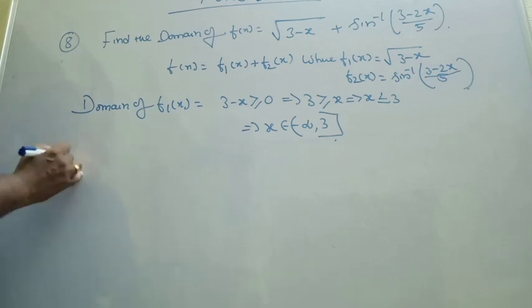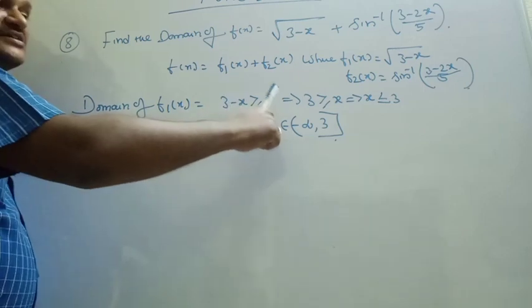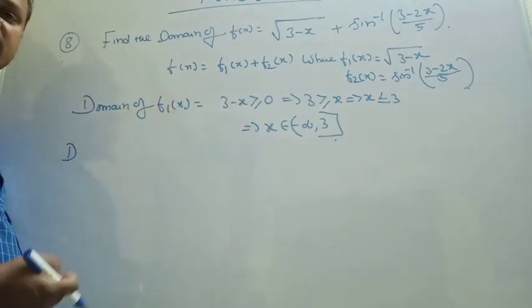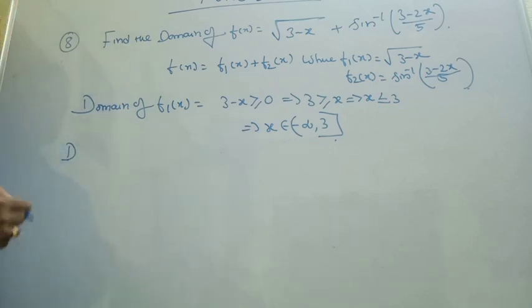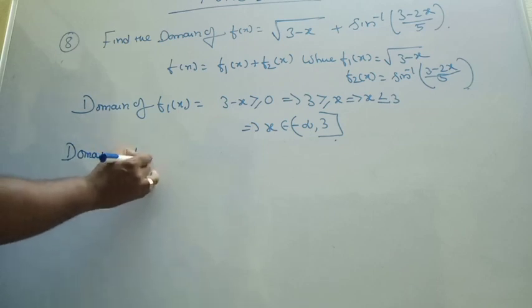In the same way, see how we did it. We have got 3 minus x greater than or equal to 0, 3 greater than or equal to x, and x is less than or equal to 3. That means x belongs to minus infinity to 3. Now let us find the domain of f2(x).